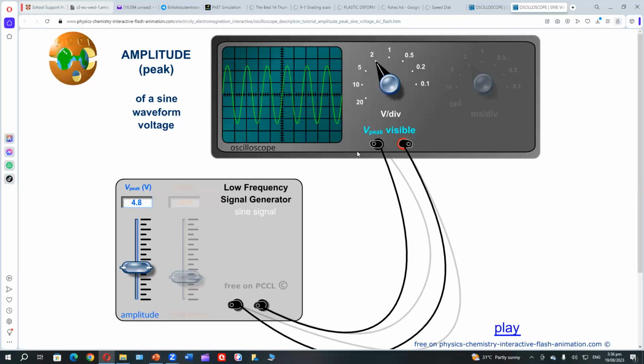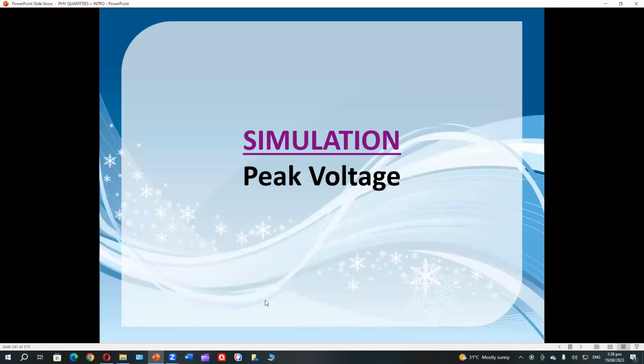This is basically peak voltage. Peak voltage is the maximum voltage of a display. So CRO has two major contributions. It can measure the time period, and once you measure time period, you can definitely measure frequency also. Second, it can measure voltage.